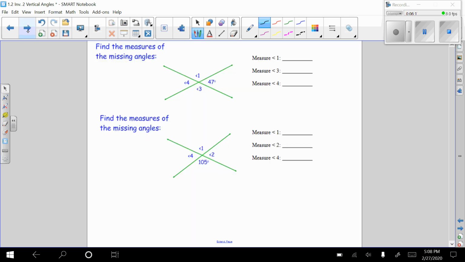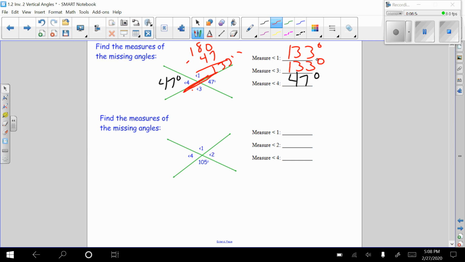So how do I find the measurements of these ones? Well, if I know that one of them is 47, and I know that vertical angles are equal, I know that angle 4 is 47 degrees. And then I also know that angle 4 and angle 1 make that straight line, so I can find angle 1 by taking 180 and subtracting 47. And then I would find out that angle 1 is 133 degrees. So if angle 1 is 133 degrees, what's angle 3? They're vertical, so it's also 133 degrees.